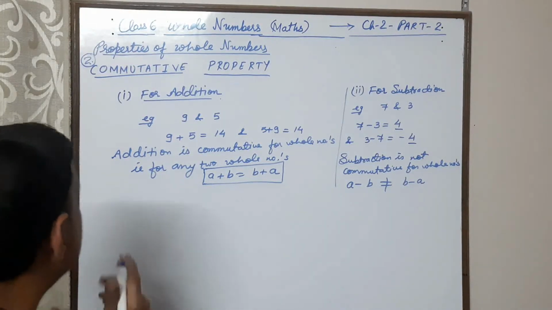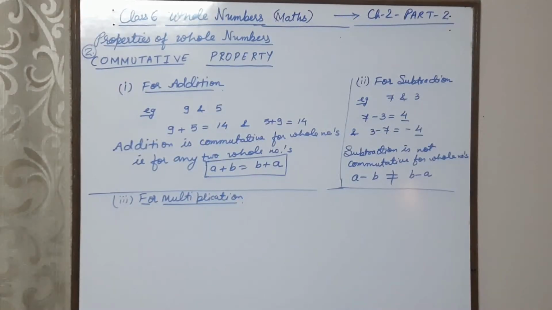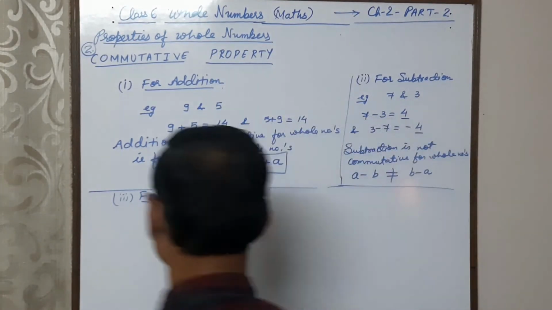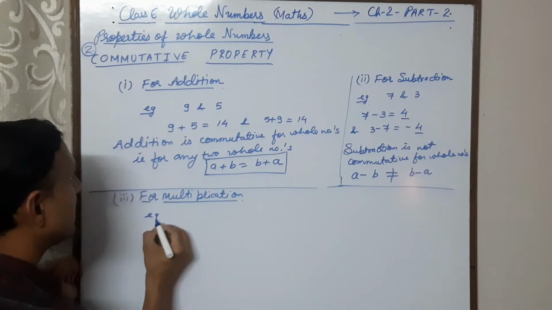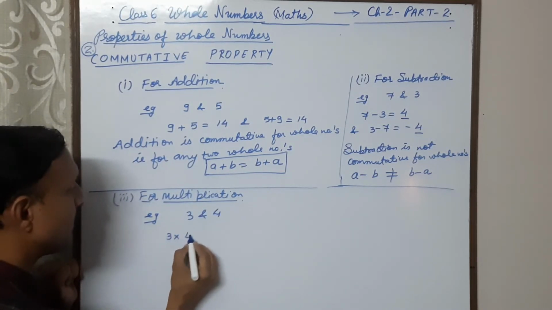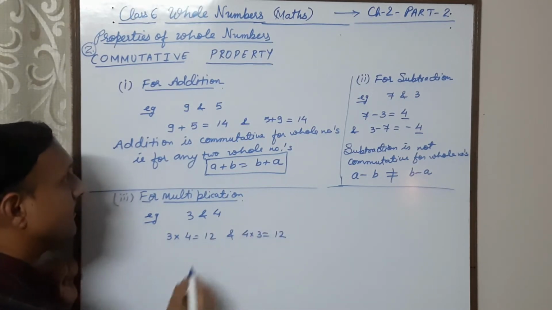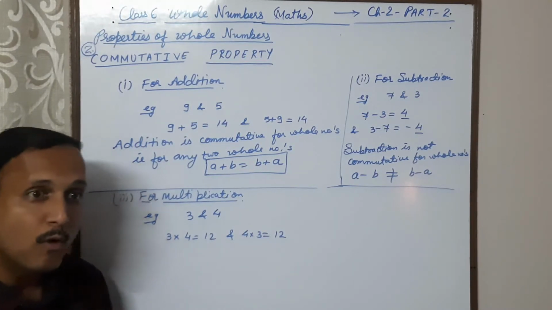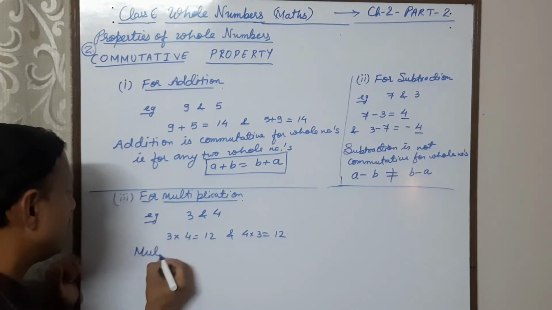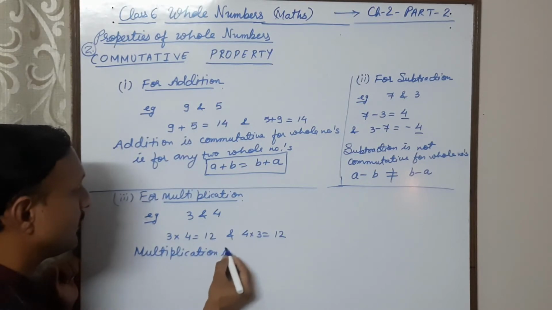Third one, let us check for multiplication. Let us again take an example. Suppose 3 and 4. Now let's multiply 3 and 4. 3 fours are 12 and 4 threes is again 12. That means we can multiply two whole numbers in any order. So we can write: multiplication is commutative for whole numbers.